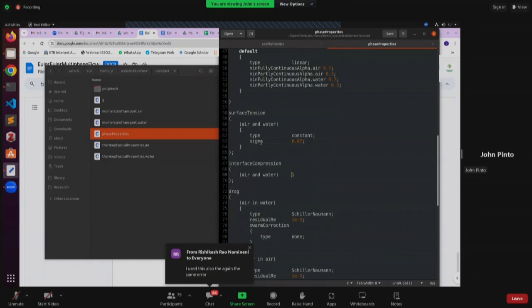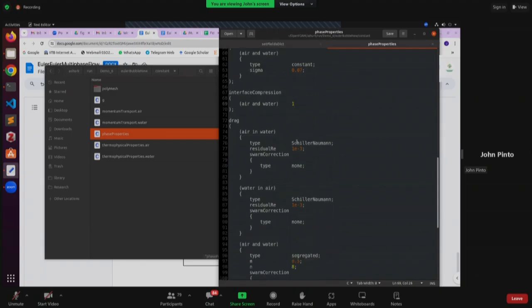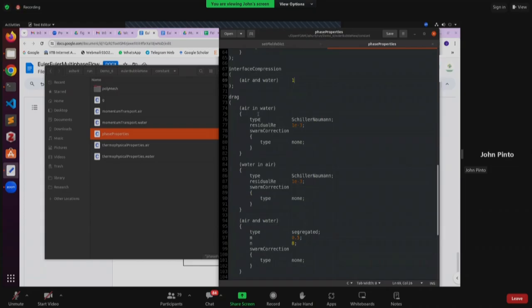Okay. So surface tension, we are specifying it to be constant and a value. Now, interface compression is similar to what we did yesterday, to make the interface sharp. Now there are drag models. For drag, if air is the dispersed phase in water, then you are using one drag model. If water is the dispersed phase in air, then you are using another model. And if both of them are kind of mixed, then you are using something called a segregated model.